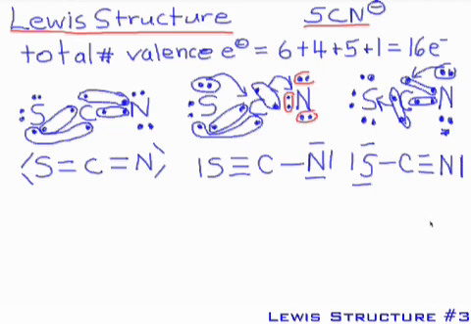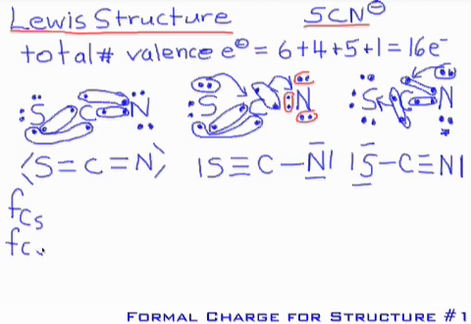And if you see, the bonding arrangements are different. In the one on the left, we have 2 double bonds. In the structure in the middle, we have a triple bond to sulfur, single to nitrogen. And we reverse that in the structure on the right. Sulfur has a single bond, while nitrogen has a triple bond. In each case, we can do a formal charge. Formal charge for sulfur, formal charge for carbon, formal charge for nitrogen.